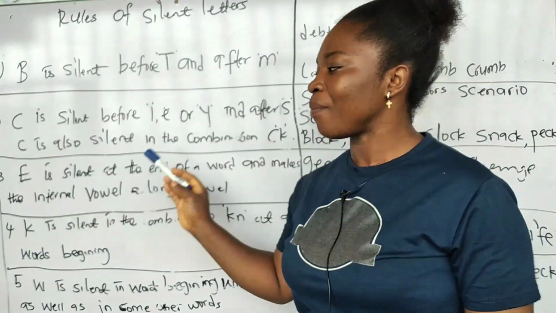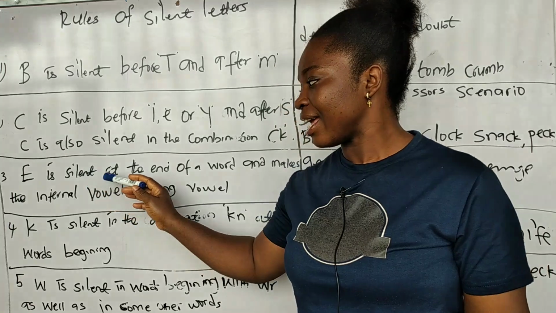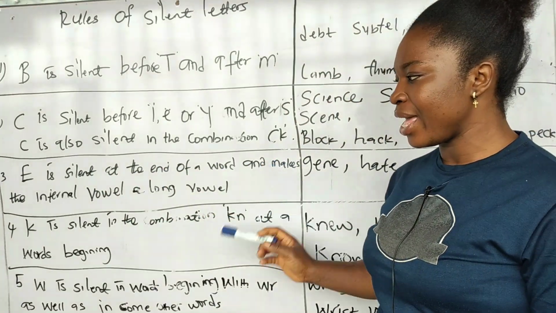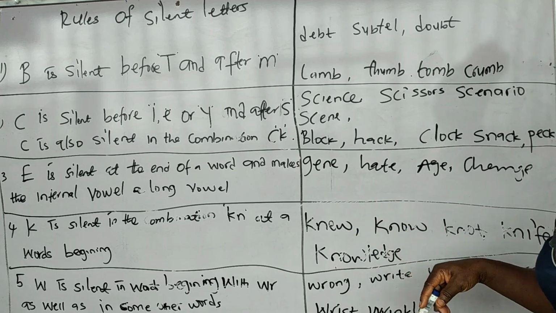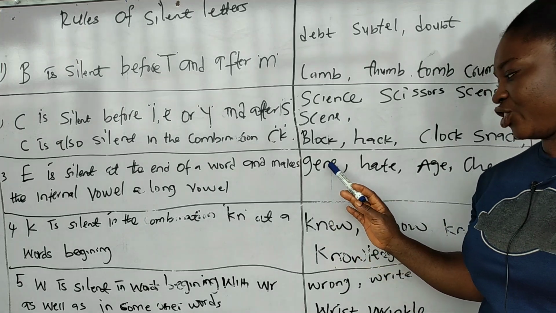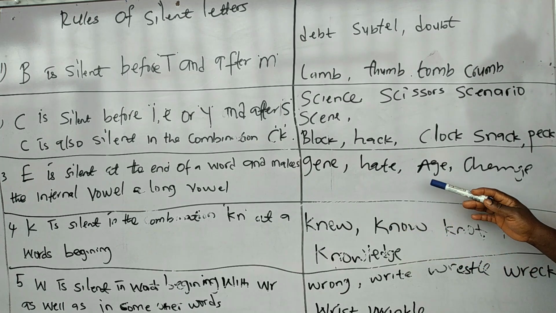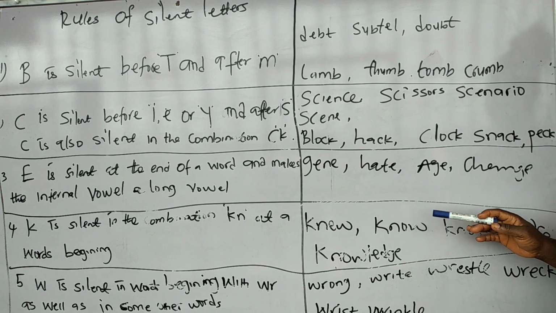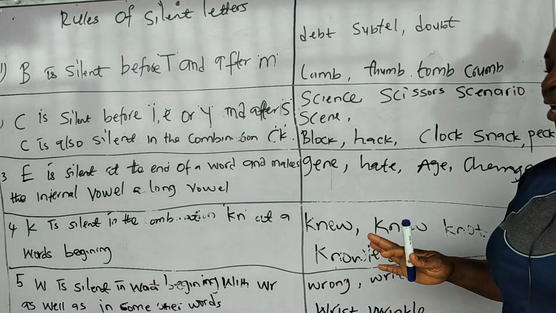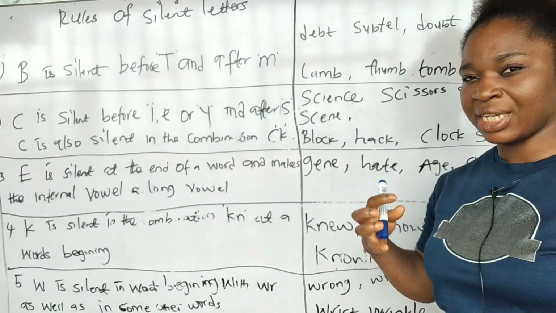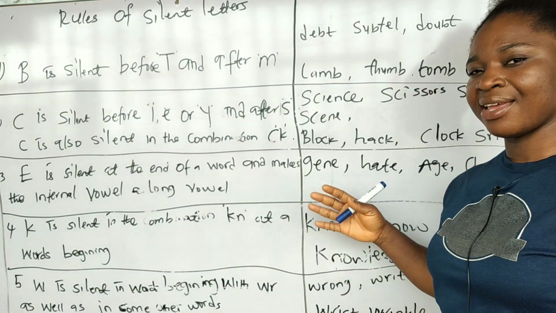Now let's see rule number 3, and this applies to the E. It says E is silent at the end of a word and makes the internal vowel a long vowel. And we have the following examples. We have gene. We equally have hate, and as well as change. You can see that the vowels in them were actually kind of long in pronunciation, and that made the E actually silent.